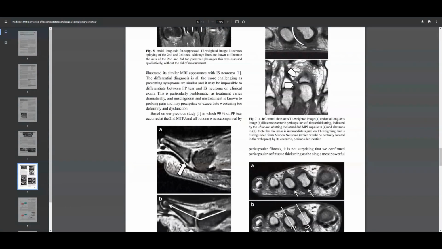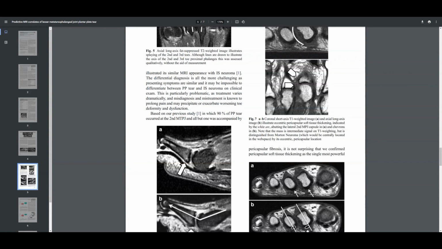And that was one of the most important additions to the literature, the differentiation between what it meant to have a pseudoneuroma and what it meant to have an interspace neuroma. It's important to differentiate. They point out that it's particularly problematic as treatment varies dramatically, and misdiagnosis and mistreatment can cause prolonged pain. And forefoot dysfunction is something that we encounter clinically over and over again.